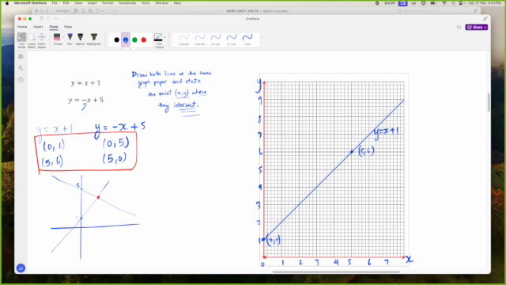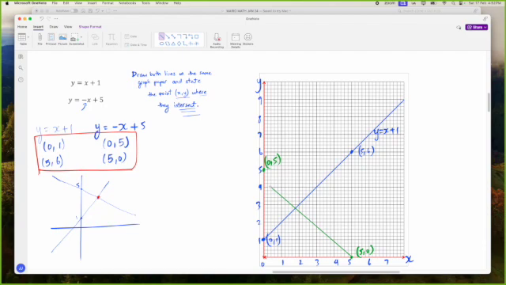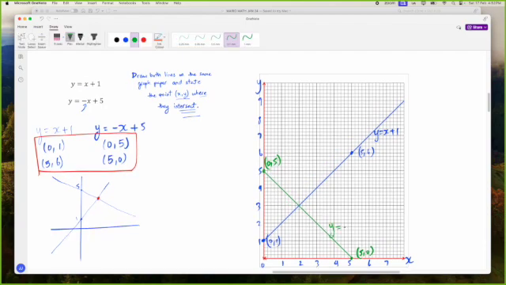Now the next line, I'll do it in green. 0, 5. So 0 on the x, 5 on the y. That's about here. So this is 0, 5. And then 5, 0. So 5 on the x, 0 on the y. That's about here. This is the point 5, 0. And this is my second line. Let's draw the second line.